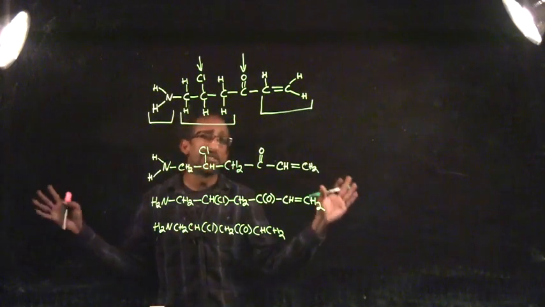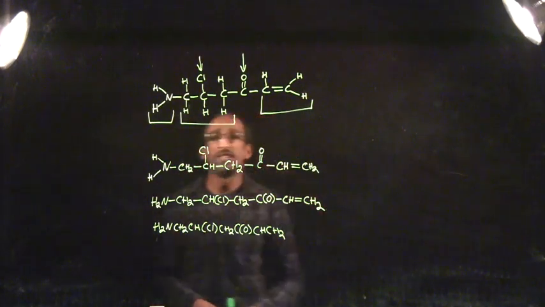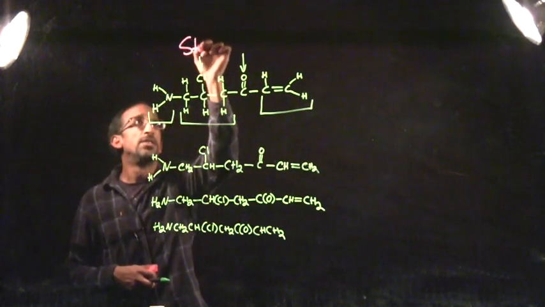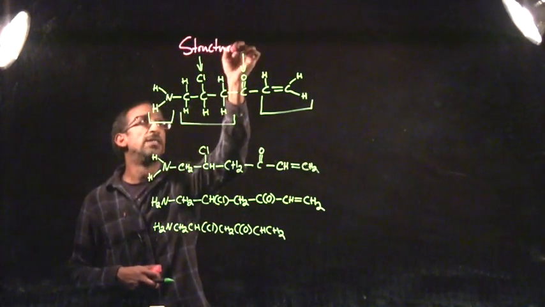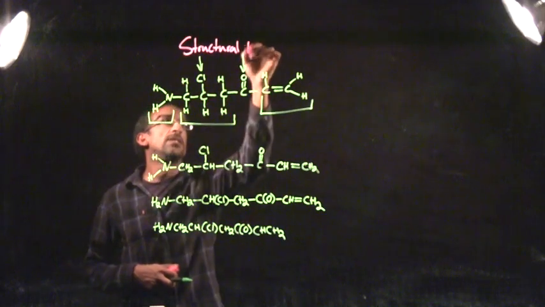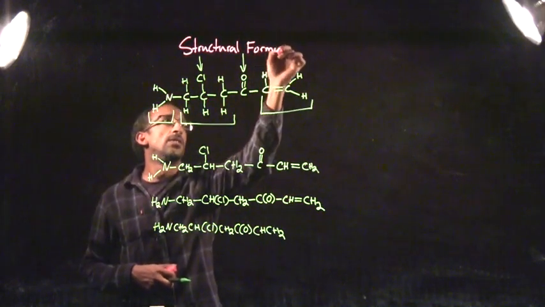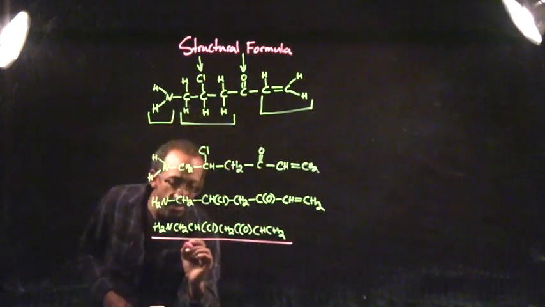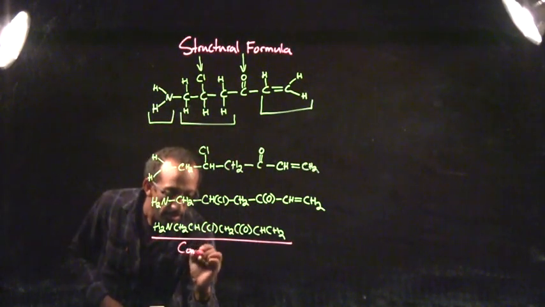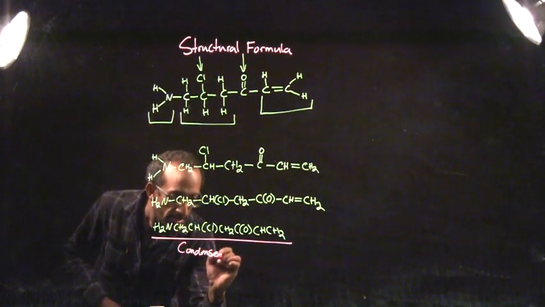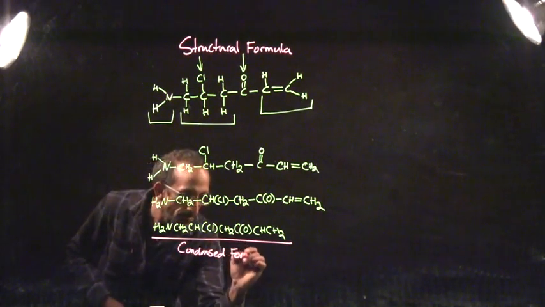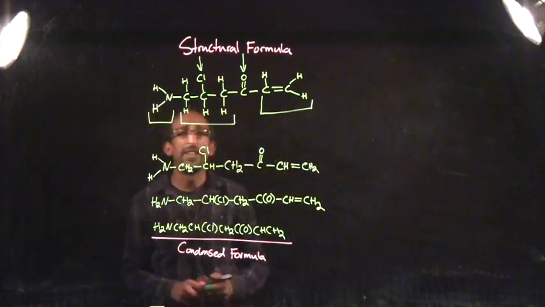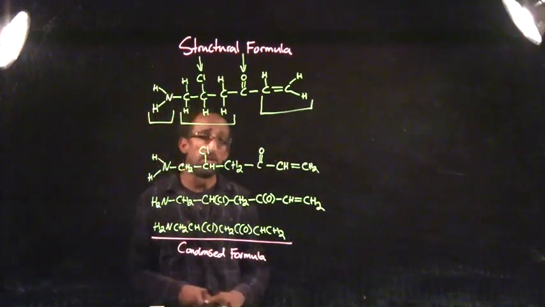So this method allows us to eliminate drawing all of the bonds in and takes us from a full structural formula to a compact and easy to write condensed formula. We have condensed this structure by eliminating as many bonds as possible from being drawn.